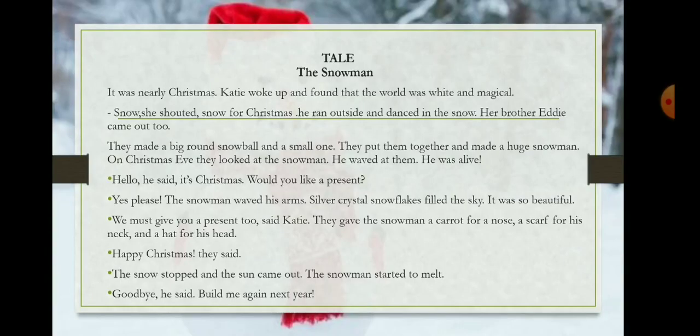Now the tale. In this case I chose a tale about a Christmas tradition, the snowman.